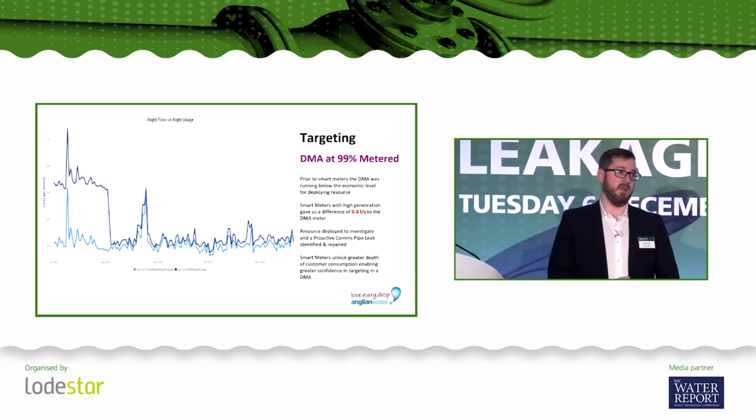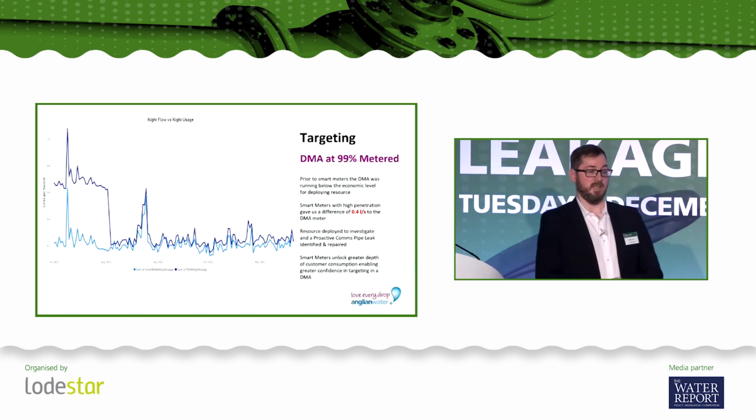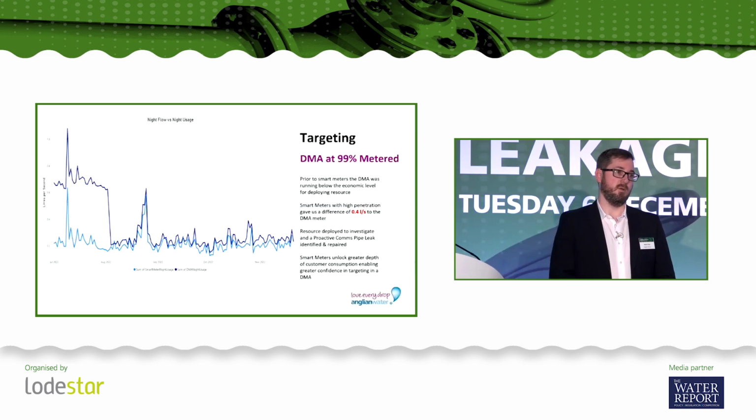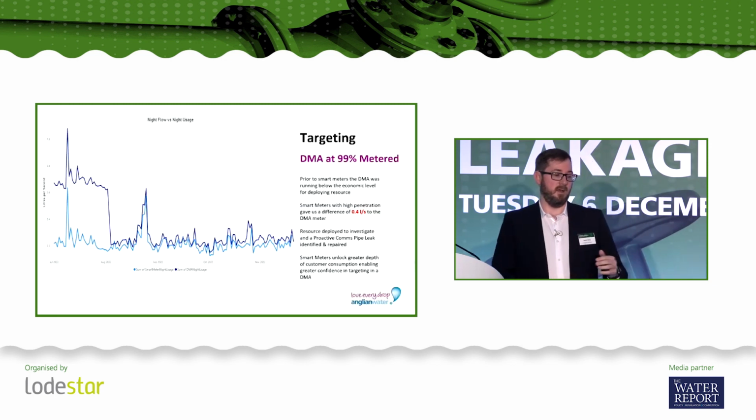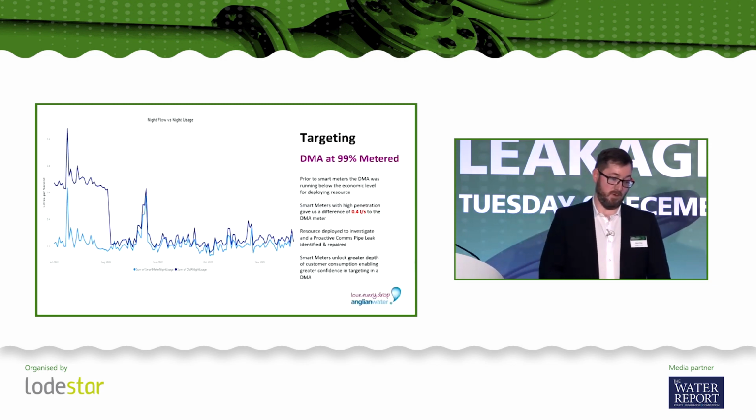Before we had the smart metering, it had a MAU, which was very similar to the blue line. When we had smart metering fitted, what we noticed is we have a gap between the total sum of all the smart meters and the DMA flow. After some investigation, we identified there was actually a small leak or a comms pipe leak in this DMA. We were able to obviously fix that leak and bring the two trend lines back into line with each other.